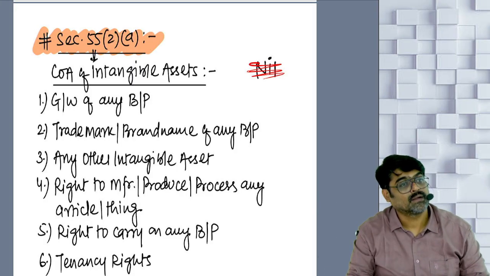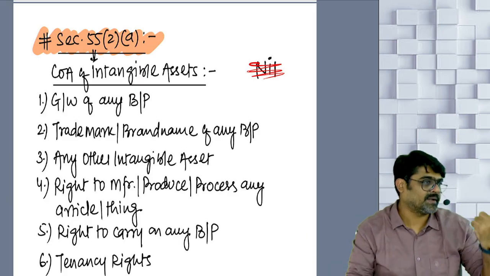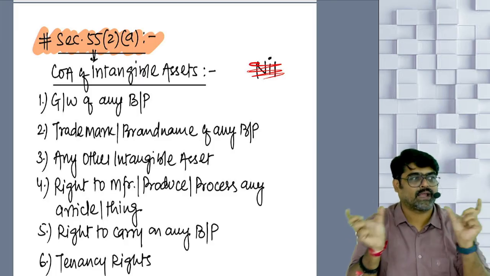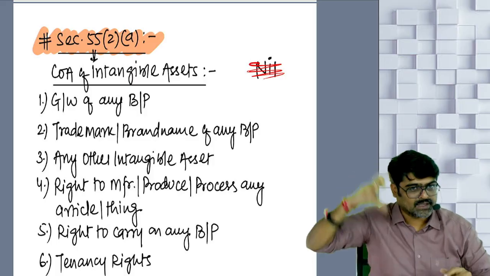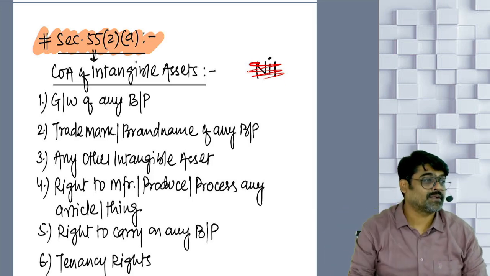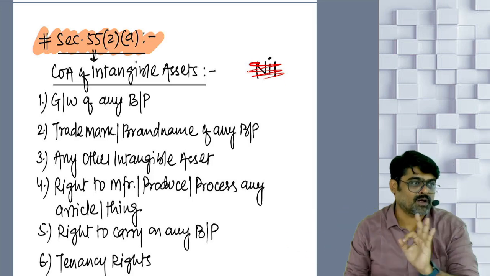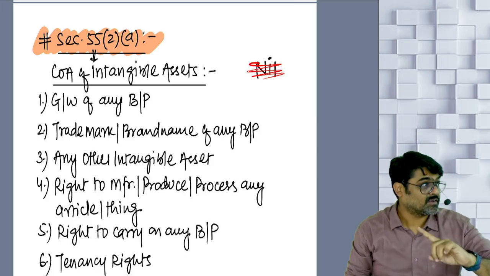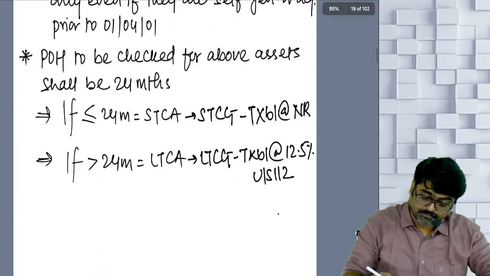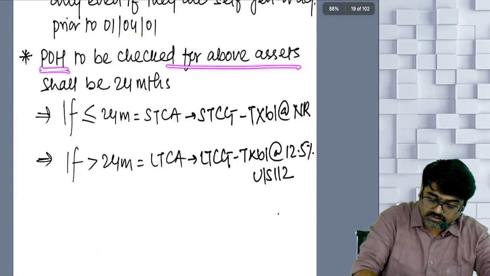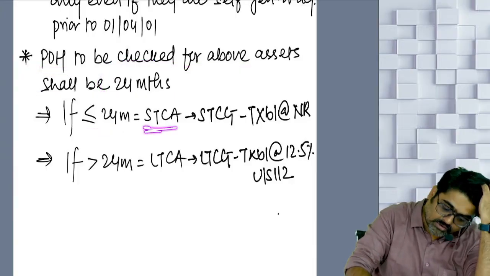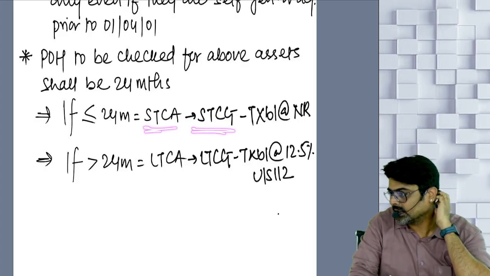And if they were acquired, then start from the date on which they are acquired. From that day, the period of holding will start till the date immediately preceding the date of transfer. And if this period of holding, from this date to this date, is 24 months or less, short term. More than 24 months, long term. The gain will be short term or long term depending on the type of asset, and type of asset will depend on period of holding. So tell me, period of holding to be checked for above assets shall be 24 months. If their period of holding is less than or equal to 24 months, they will be short-term capital assets and the resulting gain will be short-term gain.